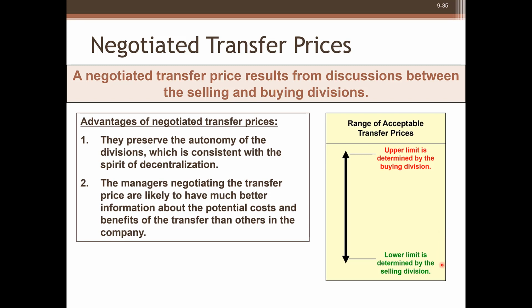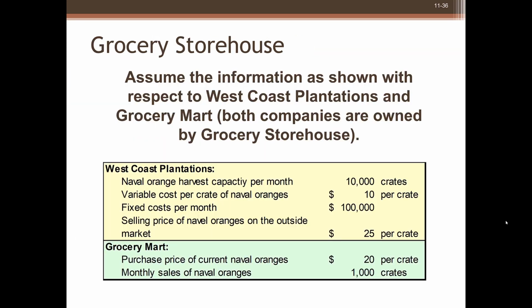The lower limit for this range of acceptable transfer prices is determined by the situation of the seller, whereas the upper limit is determined by the buying division. Let's take a look at the example of a grocery storehouse. Assume the information as shown with respect to West Coast Plantations and Grocery Mart. Both companies are owned by Grocery Storehouse.